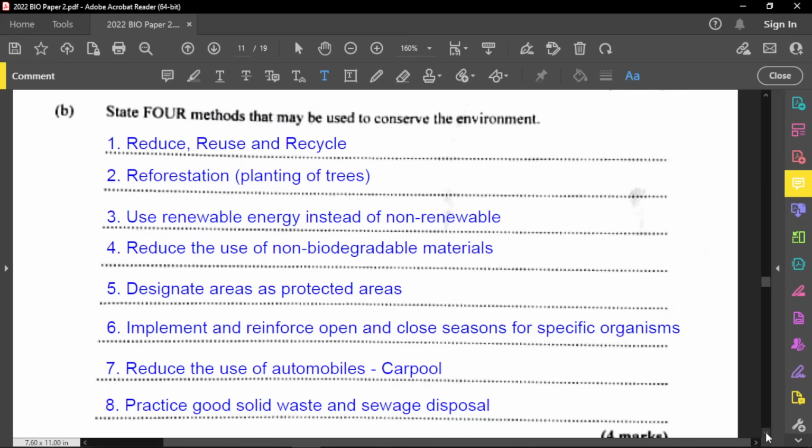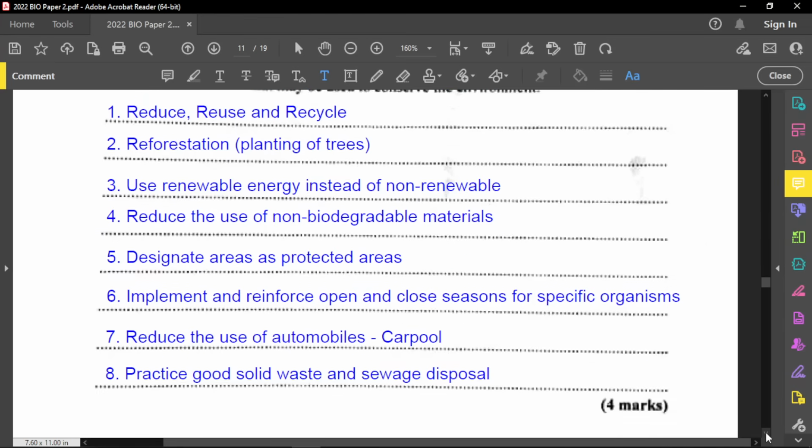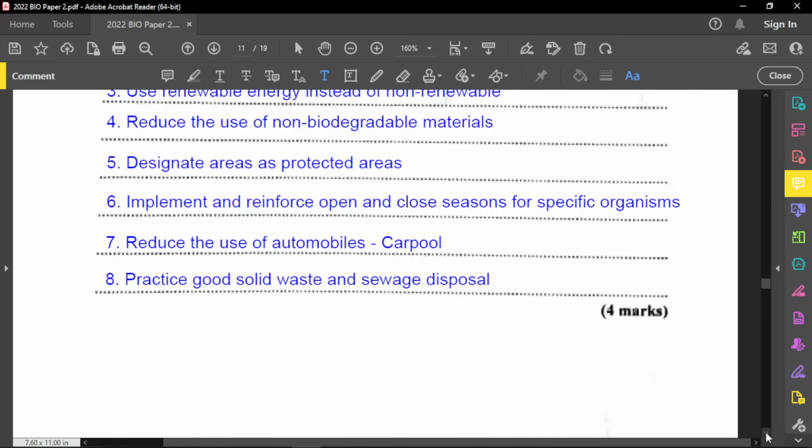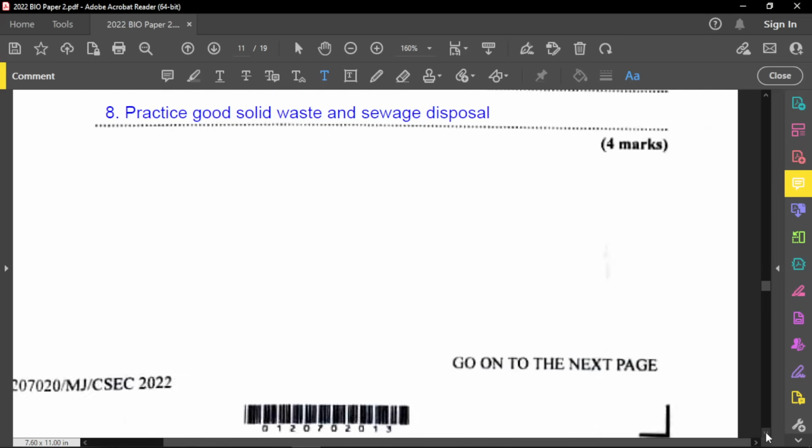We can implement and reinforce open and closed seasons for specific organisms, so you do not hunt them at a certain time, you do not capture them for food at a certain time. You give them a chance to reproduce. You can reduce the use of automobiles by carpooling and things like that. You can also convert cars into electric cars or use specific types of fuel, which are renewable fuels such as alcohol. We can practice good solid waste management and sewage waste disposal. We have many more things we can talk about, but again, you can run home with this one.